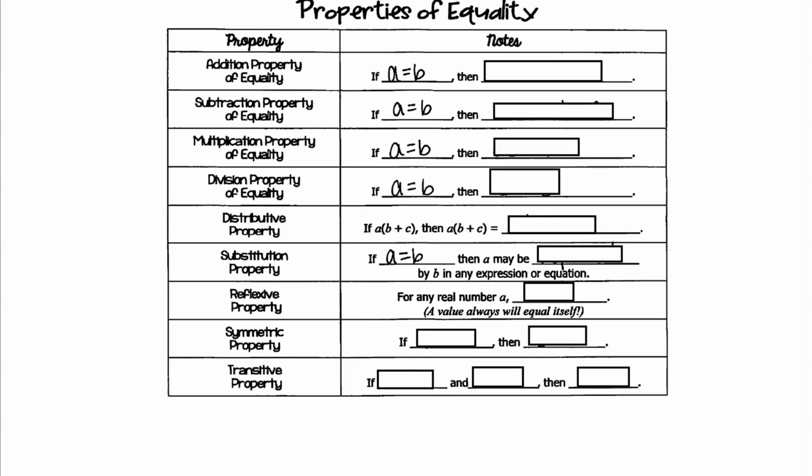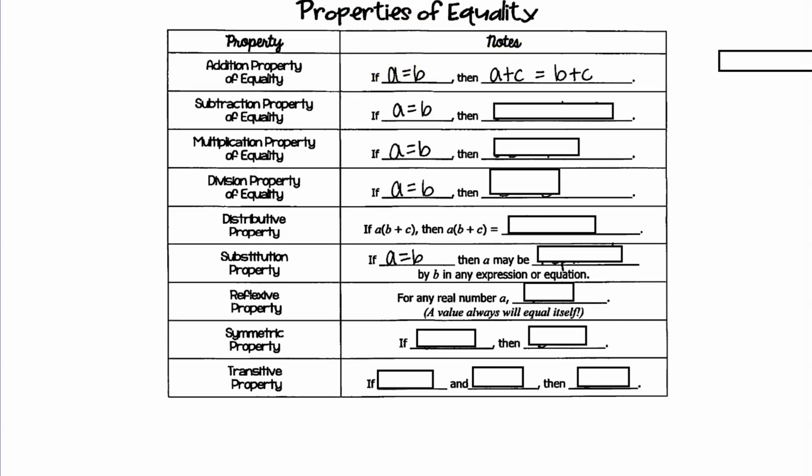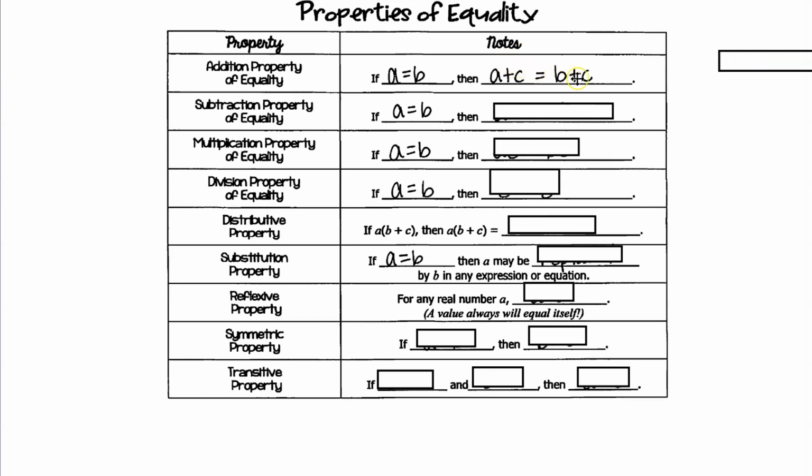All right, properties of equality. So the addition property of equality. This basically states that if A equals B, then A plus C equals B plus C. I like to break this down a little differently. Let's say that A plus C is going to equal C plus B. Remember that law of syllogism where you take the middle and you cut it out? Well, look what's left. A equals B. So you see how that kind of relates?